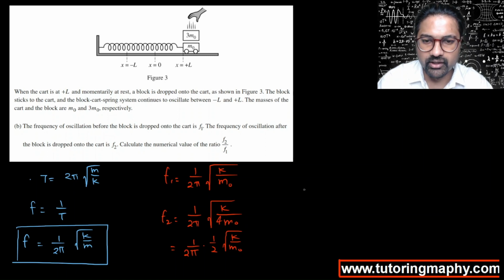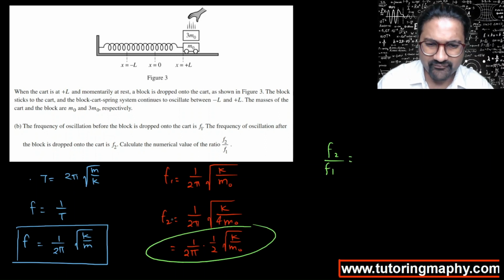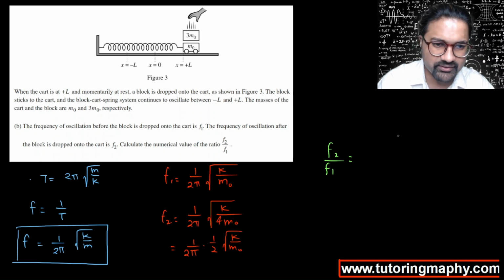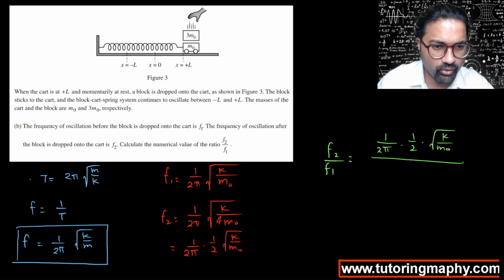All right. They need the ratio of F2 over F1. So that's what we're going to do. F2 over F1 is going to be, there you go. In fact, there is a better way to find the ratio. Doesn't really matter. So F2 is 1 over 2 pi times 1 over 2 times root of K over m naught, over F1, which from here is 1 over 2 pi times root of K over m naught.